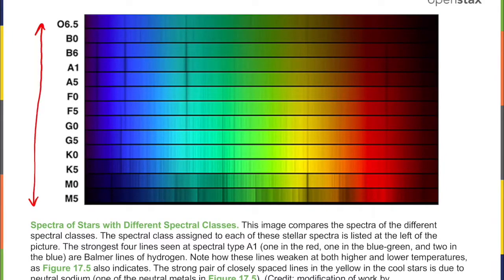You can see within a given spectral type, there's subcategories. So you can have an M0 or an M5. You can have an O6.5, right? But remember, O is the hottest, and M is the coolest. So they're still in the same order, okay? And these are the actual absorption lines. If you look at type O, you can see that there's these little gaps, okay? There's quite a few of them over here in blue, all right?